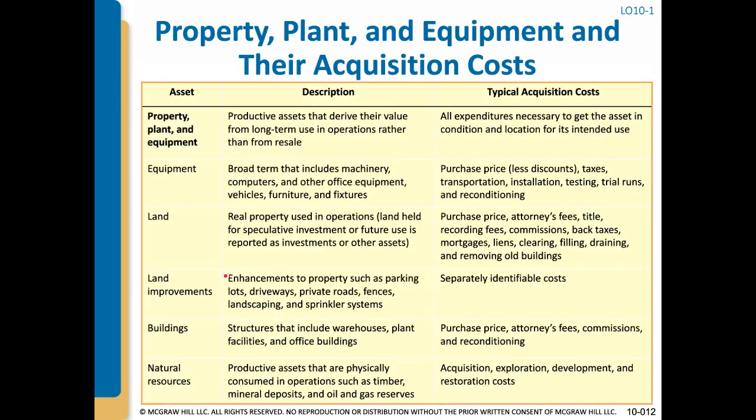This is just a nice slide that summarizes all the different kinds of assets under property, plant, and equipment, a description of what they are, and what the typical acquisition costs are. So it's just a nice reference slide.